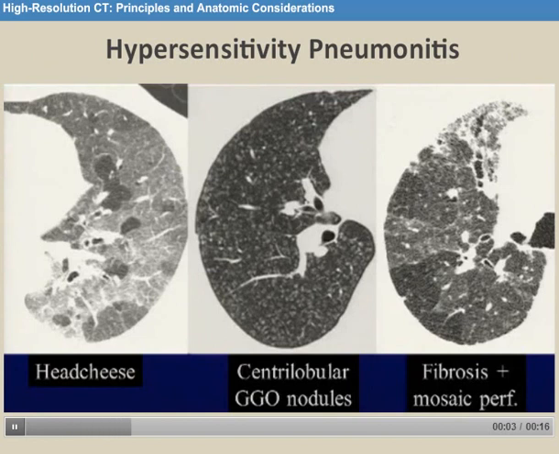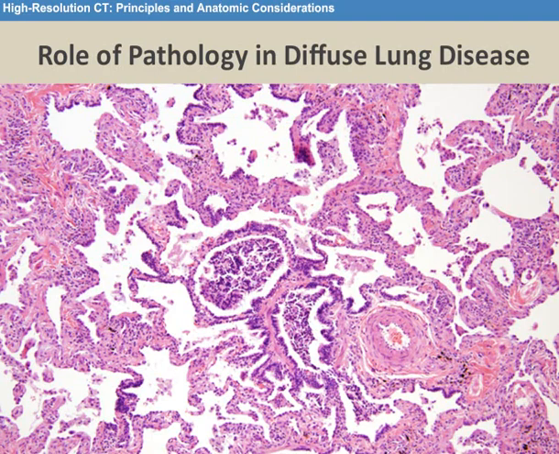I think there's geographical differences in HP around the country, but you can see that all of these CT patterns are actually very suggestive of HP. These two in particular, a combination of fibrosis and mosaic, or head cheese. This one usually needs some clinical information. The question is, why do you need pathology in these cases, or any case where the CT is almost diagnostic of a particular pattern of injury?